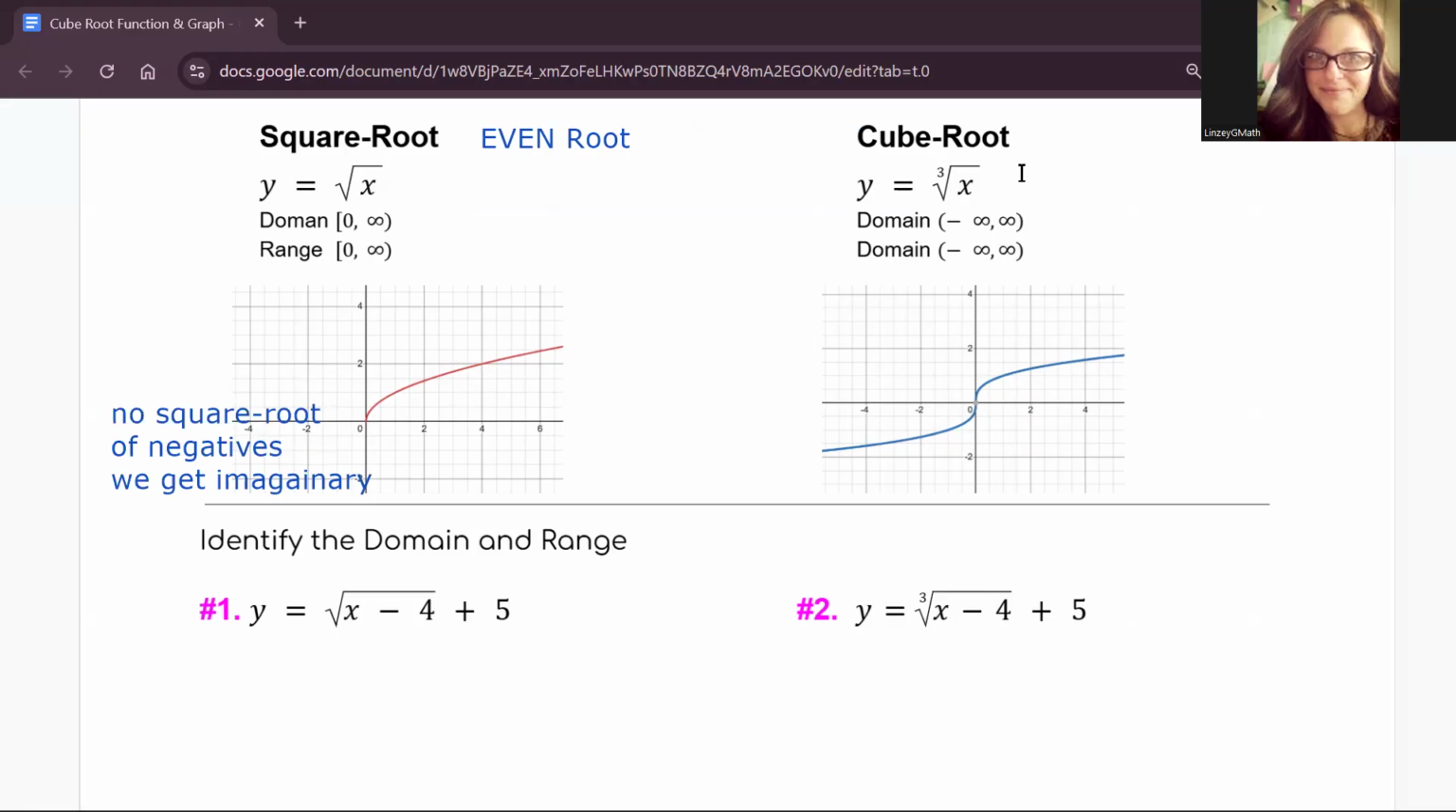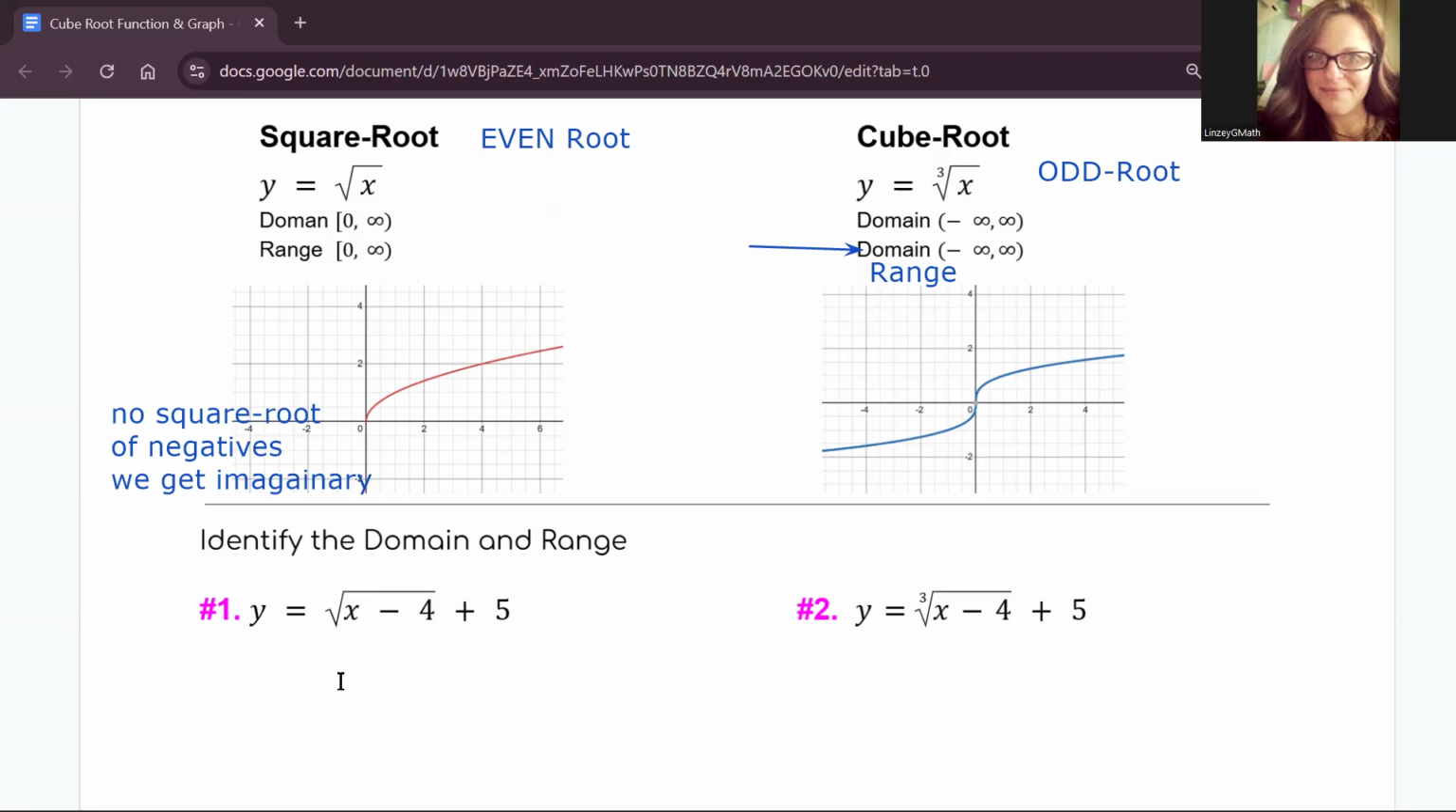The cube root function is an odd root, so we can input negatives and get out negative numbers. So our domain and range are both negative infinity to positive infinity. Let's take a look at these two problems, identifying the domain and range of a square root function and a cube root function.